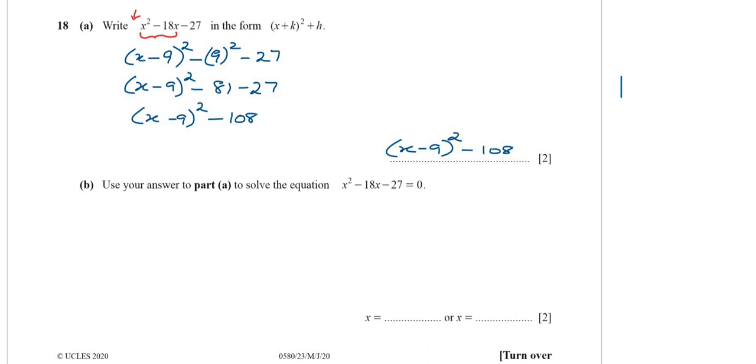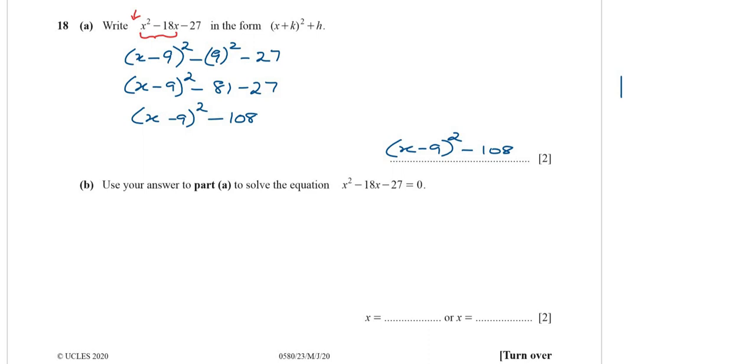Next, the B part of the question. Hence, use your part A to solve the question. So both are the same question. X square minus 18x minus 27 here. Here it becomes an equation. When it becomes an equation, you are asked to solve it. So both are the same expressions. On the left side, you can see the previous question, and here it is the same expression. So we can change it. We already finished this question, completing square method: x minus 9 the whole square minus 108.